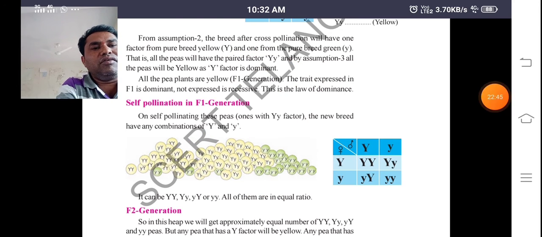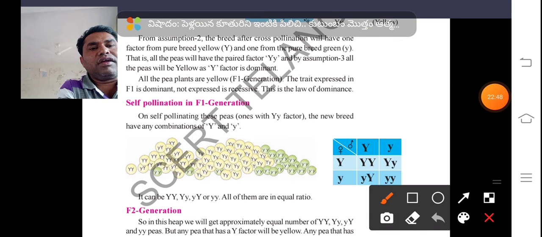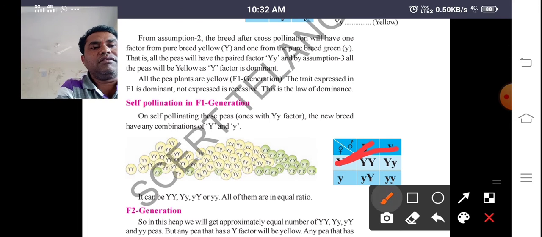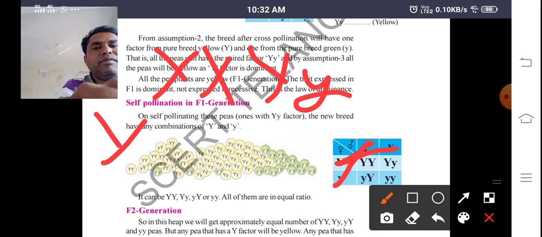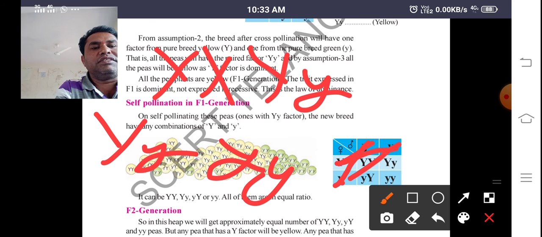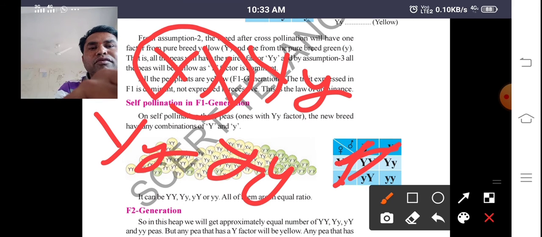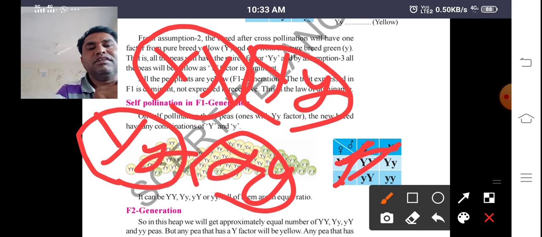These are the gametes. Now you have to see: capital Y and capital Y and small y. So first, capital Y and capital Y. Next, capital Y and small y. Now small y and capital Y means again we get capital Y and small y, and small y and small y. So we get small y and small y. You can see this is one F2 progeny, this is one F2 progeny, this is F2 progeny, this is F2 progeny. So in F2 we got 4 progeny.